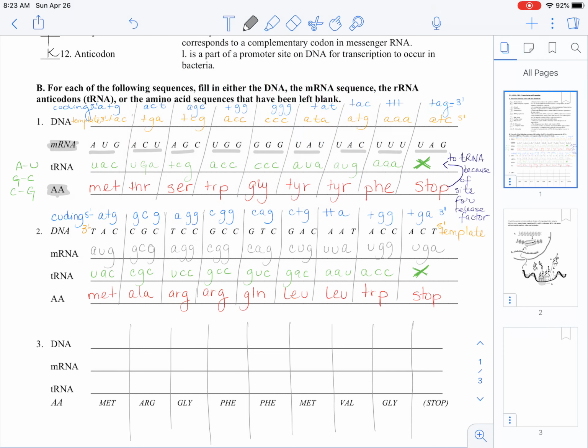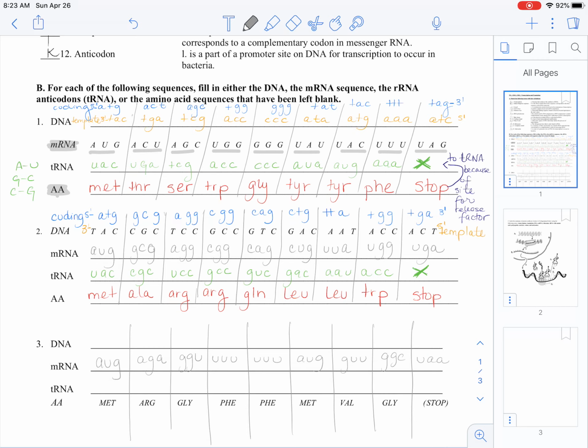So methionine is always AUG. Arginine, one of the codons for it is going to be AGA. For glycine, one of the codons for it is GGU. For phenylalanine, we have UUU. For methionine, it is always AUG. Valine is GUU. Glycine, GGC. In the stop codon, I just selected one of the 3 choices. I'm going to write it as UAA.